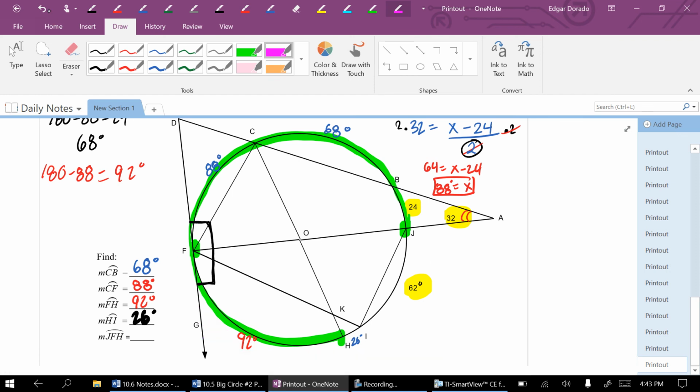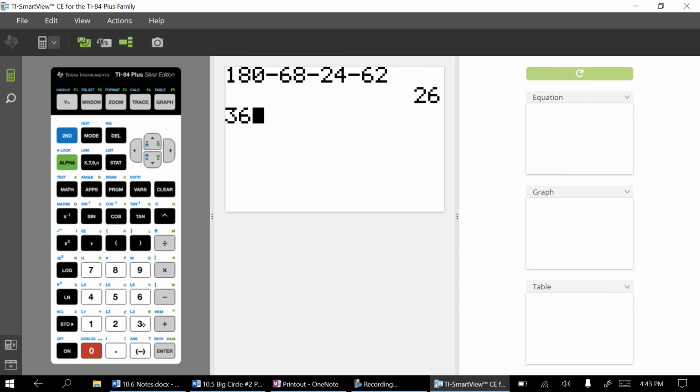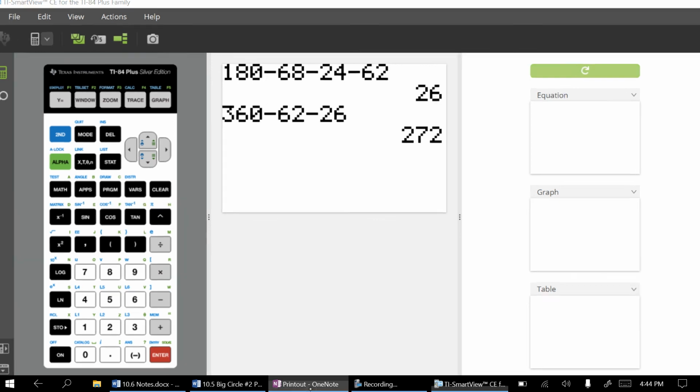So that's JFH, guys. So all I really have to do here, if you look closely at it, is just subtract this and this from a full 360, because this right here is the remaining piece of a full circle. So all I have to do is 360 minus 62 minus 26, and that's actually going to give me 272. But let's just double check it, guys. Let's make sure that's correct. So 360 minus 62 minus 26, 272. So we were correct. Let's go back to it.